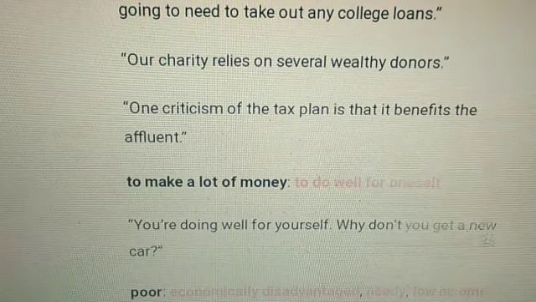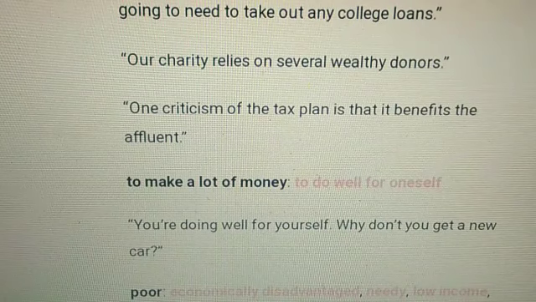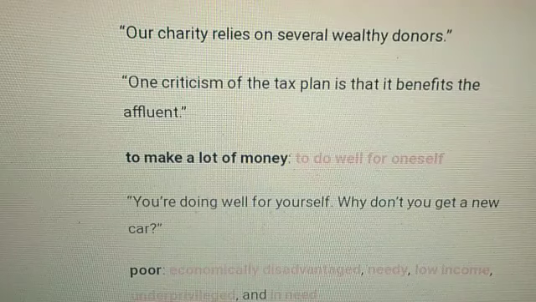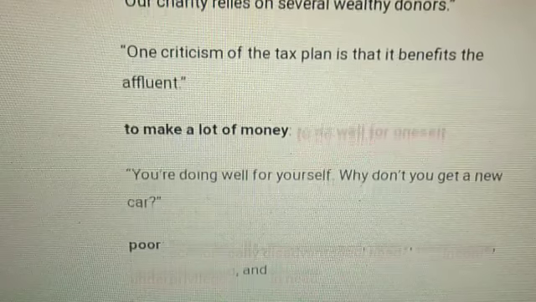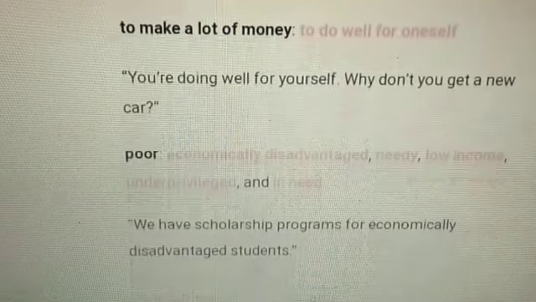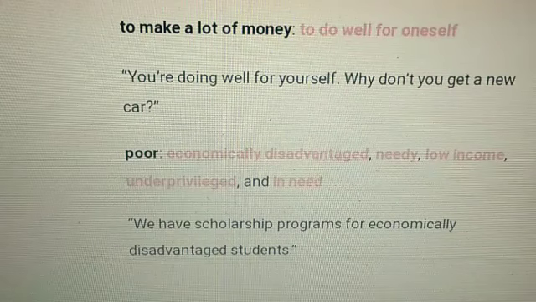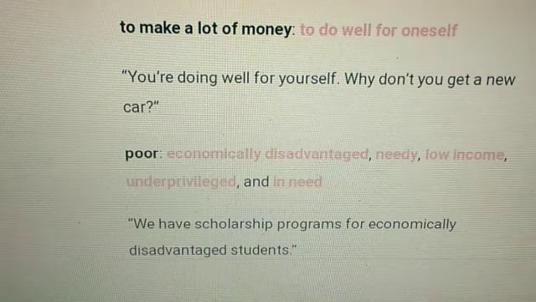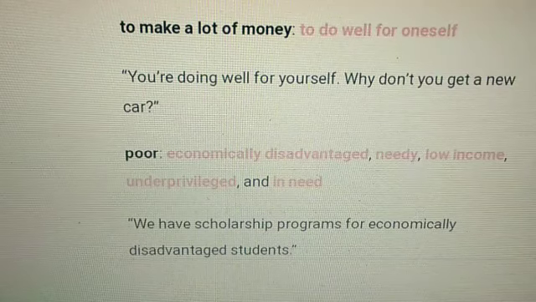Next, to make a lot of money means to do well for oneself. You are doing well for yourself. Why don't you get a new car? Poor, economically disadvantaged, needy, low income, underprivileged and in need. We have scholarship programs for economically disadvantaged students.